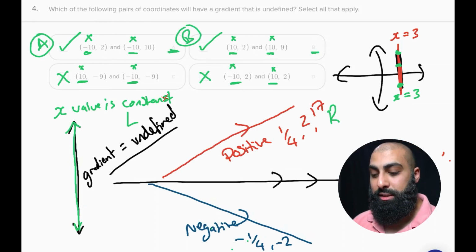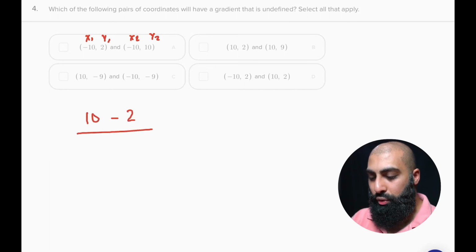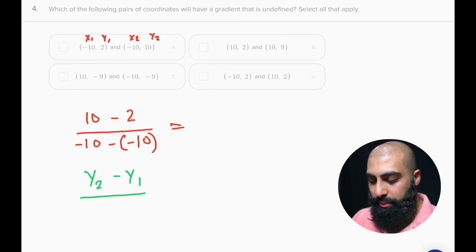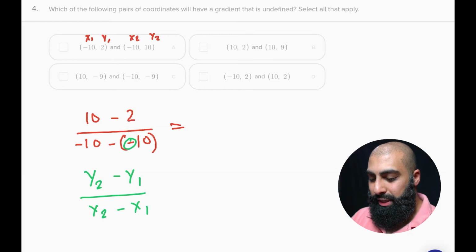Let's just check that this is actually undefined, okay? So I have, let's label these x1, y1, x2, and y2. So we're going to do 10 minus 2 over minus 10 minus 10. So why am I doing minus? Because the formula is y2 minus y1 divided by x2 minus x1. This just happened to be a negative value, so we're doing minus 10. So 10 minus 2 is 8, and then minus 10 plus 10 is 0.